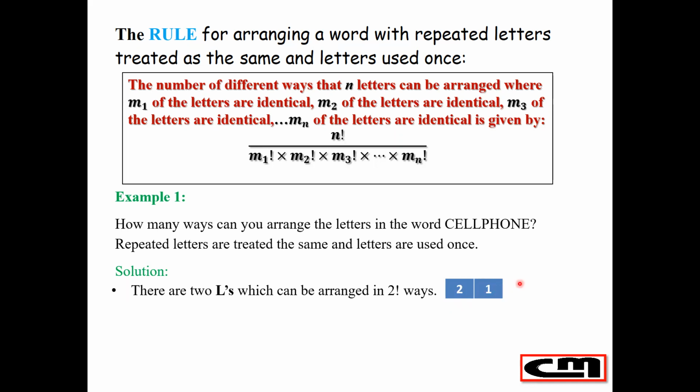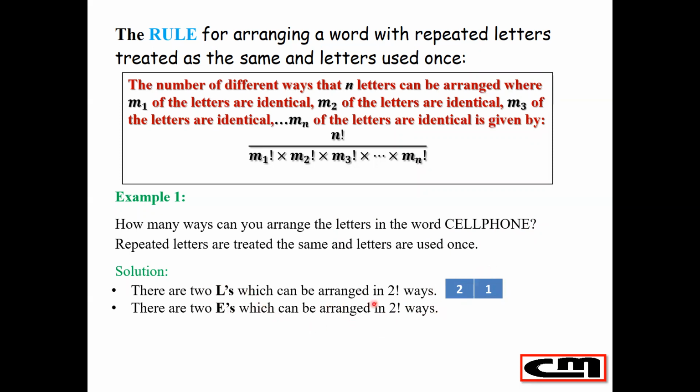So now, using the fundamental counting principle, 2 times 1 will be the number of ways we can arrange them together. This is why we have said the 2 L's can be arranged in 2 factorial ways. It's because of this understanding. Then we go to the 2 E's that are given. They are repeating there, so they can also be arranged in 2 factorial ways. The way I've explained here is the way you should also do here.